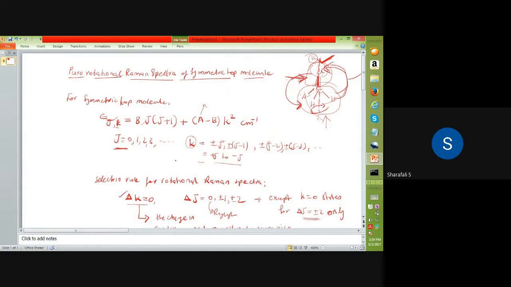So delta k will be equal to 0, which means that even if you are rotating that molecule about that central axis, there is no change in the angular momentum, or no change in that rotation, and that will not give any change in polarization. So in that particular rotation, there is no change in the polarization, or simply polarizability. And because of that, we can say that in this particular rotation, Raman is inactive.